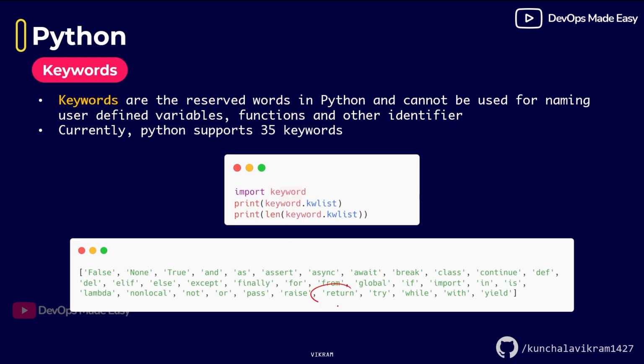Similarly, we have something known as return. So I cannot say that return = 22. It is completely wrong because this is a keyword, you cannot use it as a variable name.